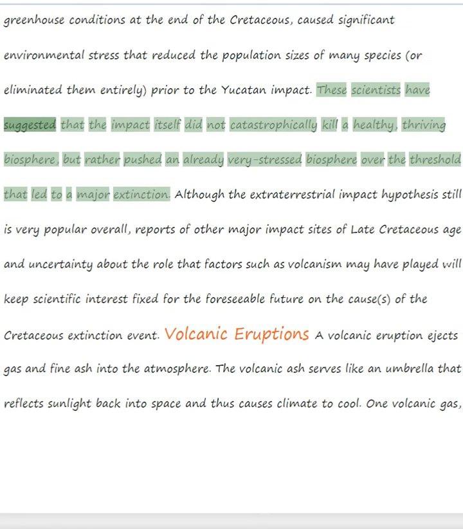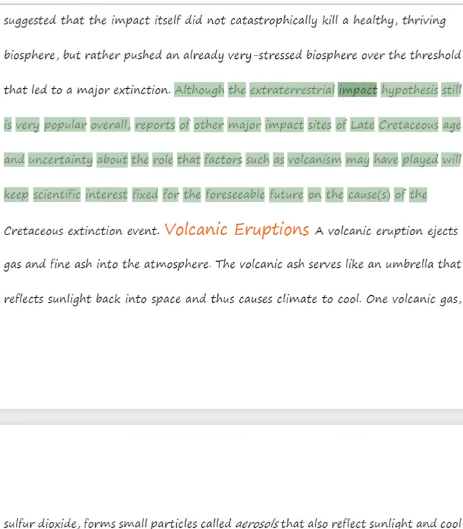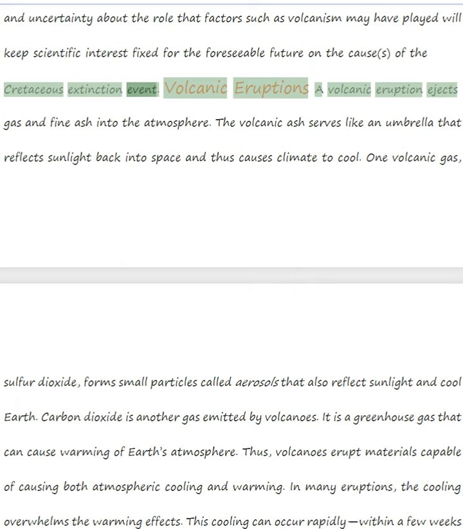These scientists have suggested that the impact itself did not catastrophically kill a healthy, thriving biosphere, but rather pushed an already very stressed biosphere over the threshold that led to a major extinction. Although the extraterrestrial impact hypothesis still is very popular overall, reports of other major impact sites of late Cretaceous age and uncertainty about the role that factors such as volcanism may have played will keep scientific interest fixed for the foreseeable future on the cause of the Cretaceous extinction event.